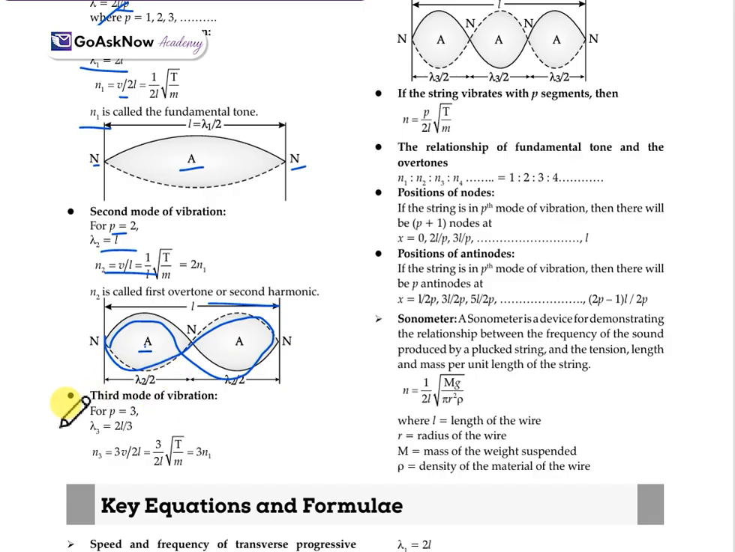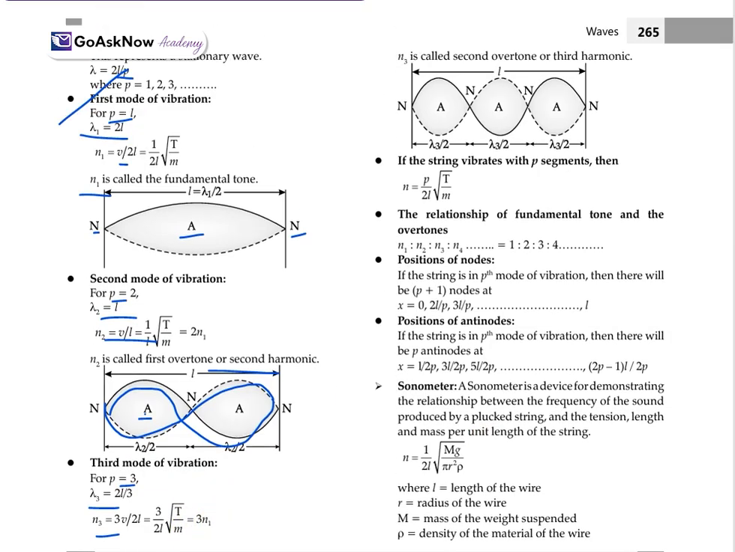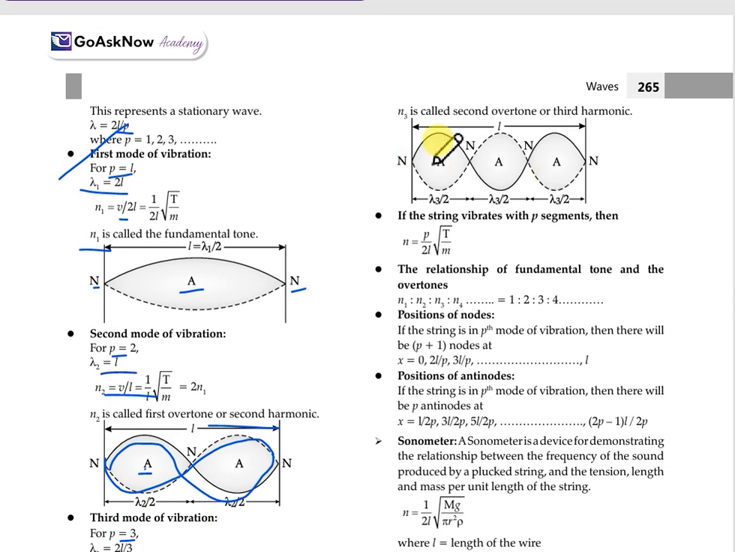Now for the third mode of vibration, here P will be equal to 3. So lambda 3 is equal to 2L by 3, then N3 will be equal to 3V upon 2L. Then 3 upon 2L square root of T upon M is equal to thrice of N1. So the structure will look like this, and N3 is the second overtone, or we can say the third harmonic. This is for the third mode of vibration.